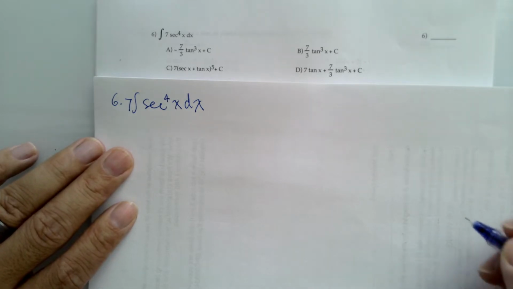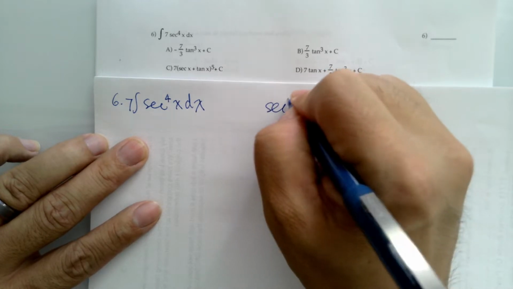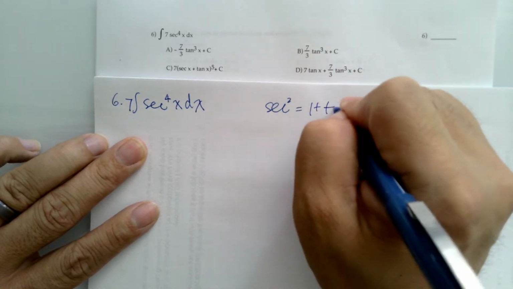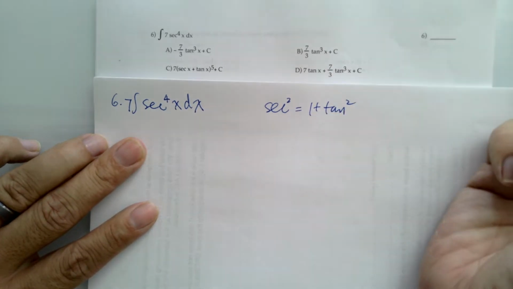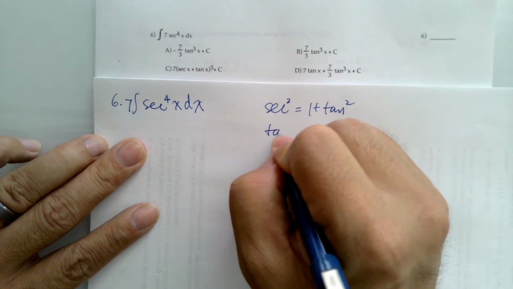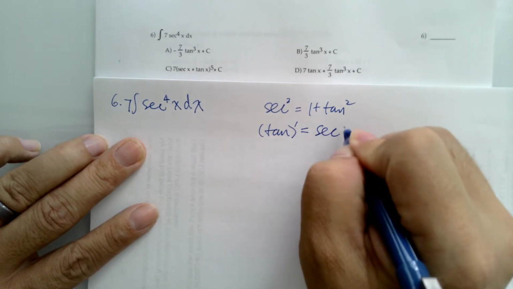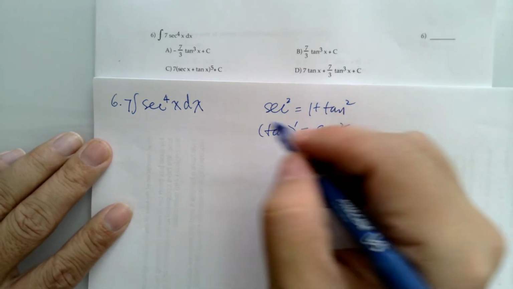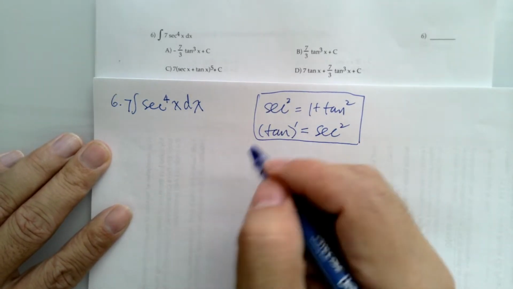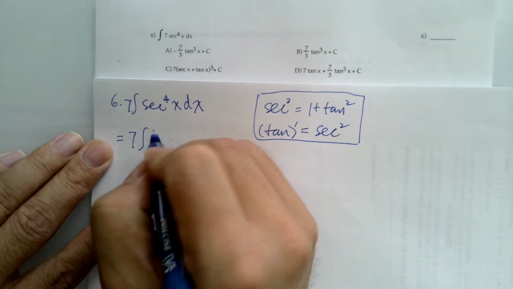So to handle this problem, you need to know that secant square equals 1 plus tan square. Okay, that's the first thing you need to know. Also, the derivative of tan equals secant square. Those are the two that you need to know ahead so you can figure out this problem. And the idea is simple.